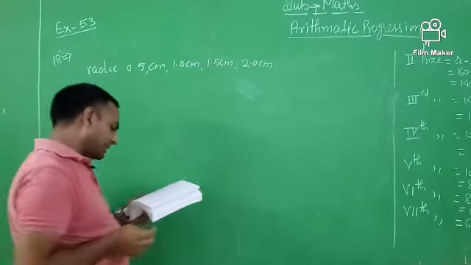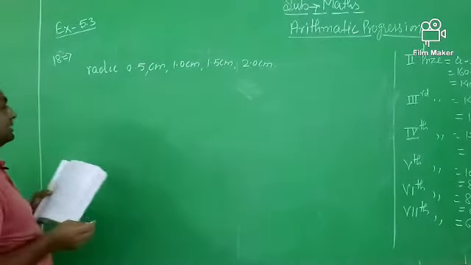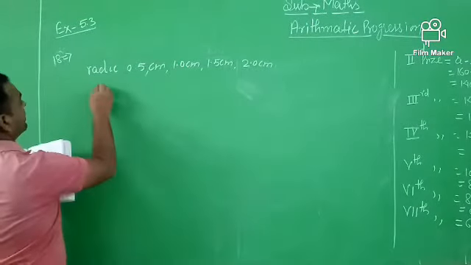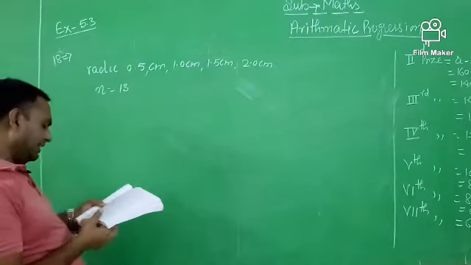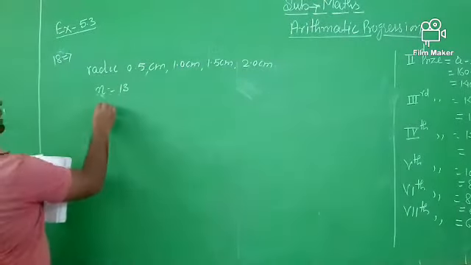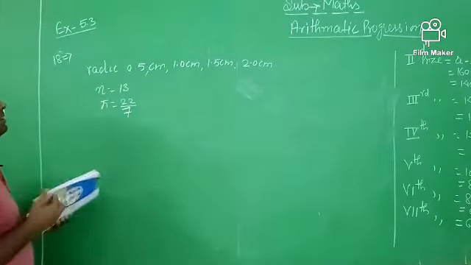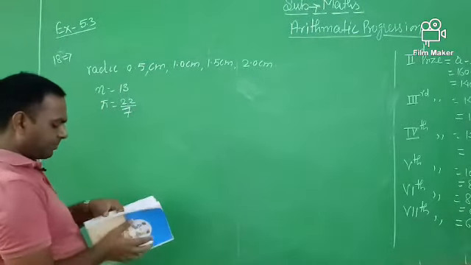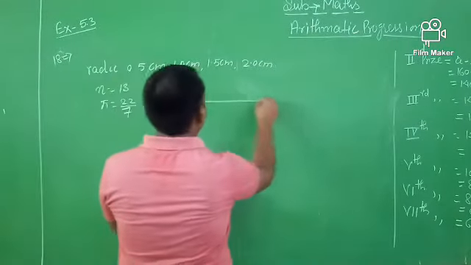What is the total length of such a spiral made up of 13 consecutive semicircles? 13 means n is equal to 13, because there are 13 semicircles, where the value of pi is given as 22 upon 7. First I draw the figure. Here the figure is given like this.